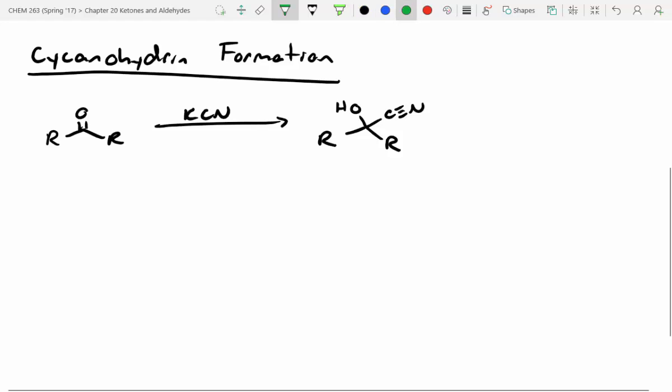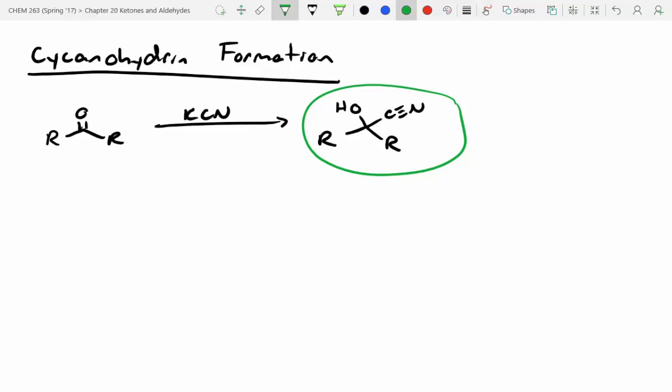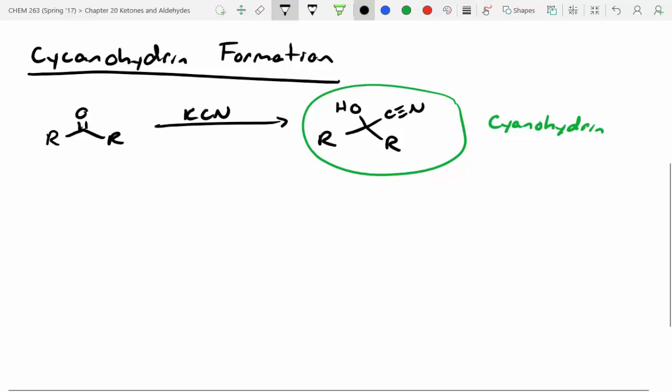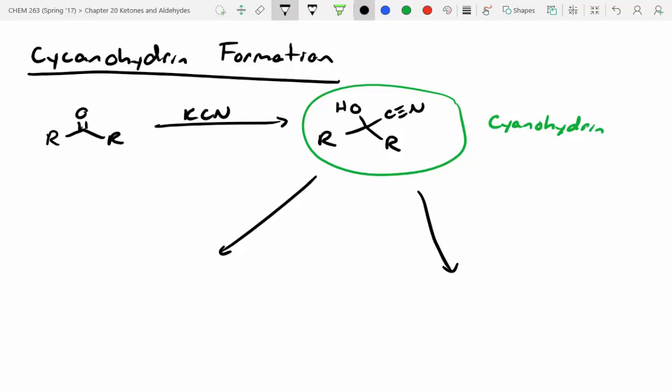So this is your cyanohydrin. Typically, if you work in a lab that does this sort of chemistry, they actually make you wear a badge to monitor your exposure to cyanide. But this is a useful intermediate. You can break this down a few different ways. The first way is to react this with acid. So dilute acid in water.